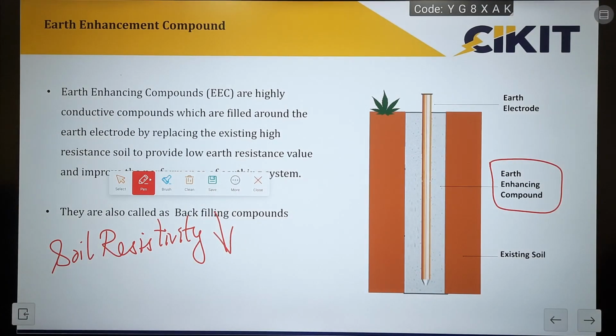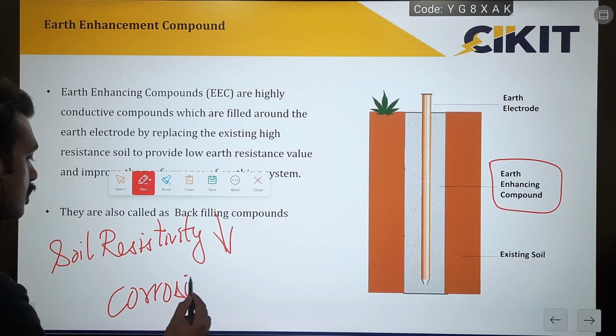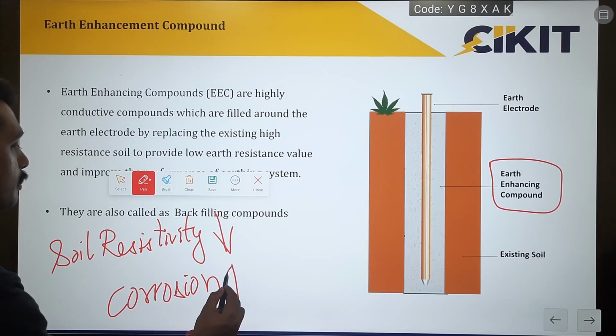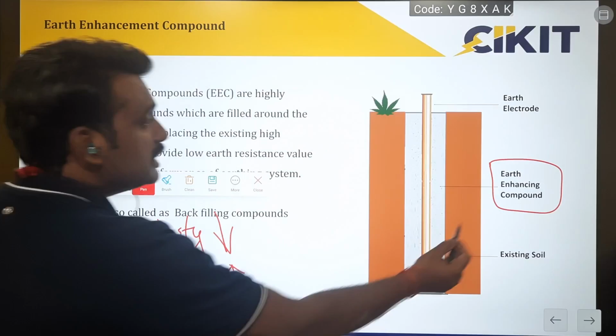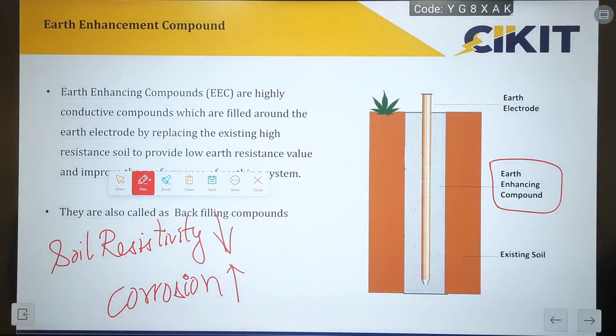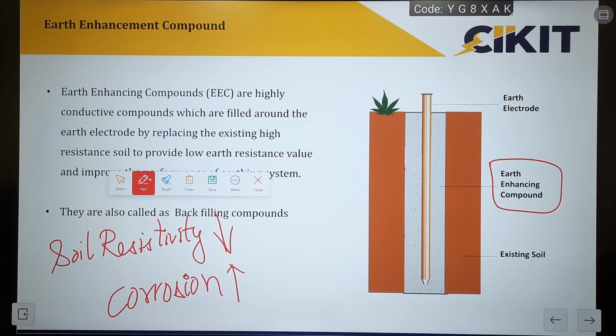If the soil resistivity is lower, then the corrosion will be much higher, because lower soil resistivity means that the minerals and salt content in that particular soil is much higher. Because of this huge content of minerals and salt, the corrosion will be much higher. So by providing this earth enhancing compound, we are avoiding the direct contact of the earth electrode with the soil. In such applications, the earth enhancing compound protects the earth electrode from corrosion.